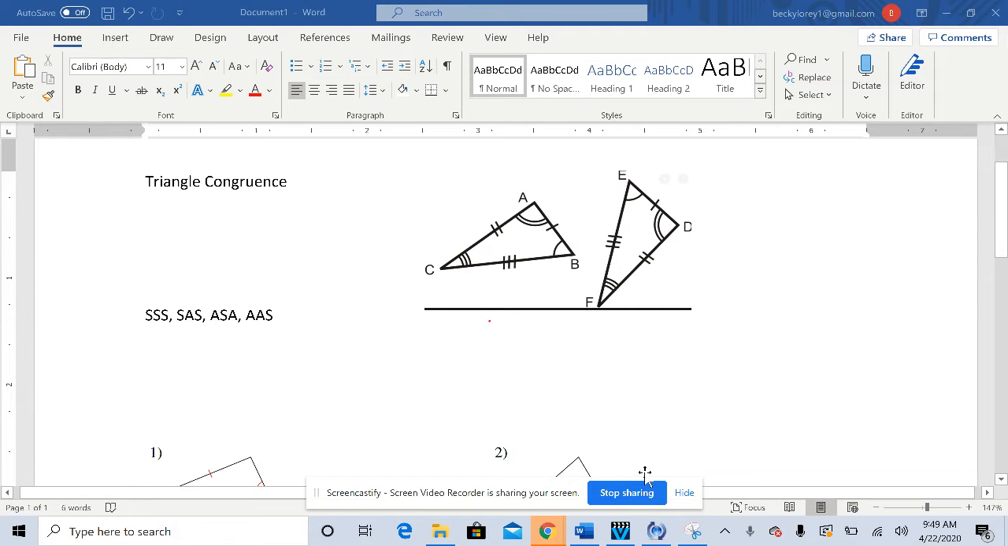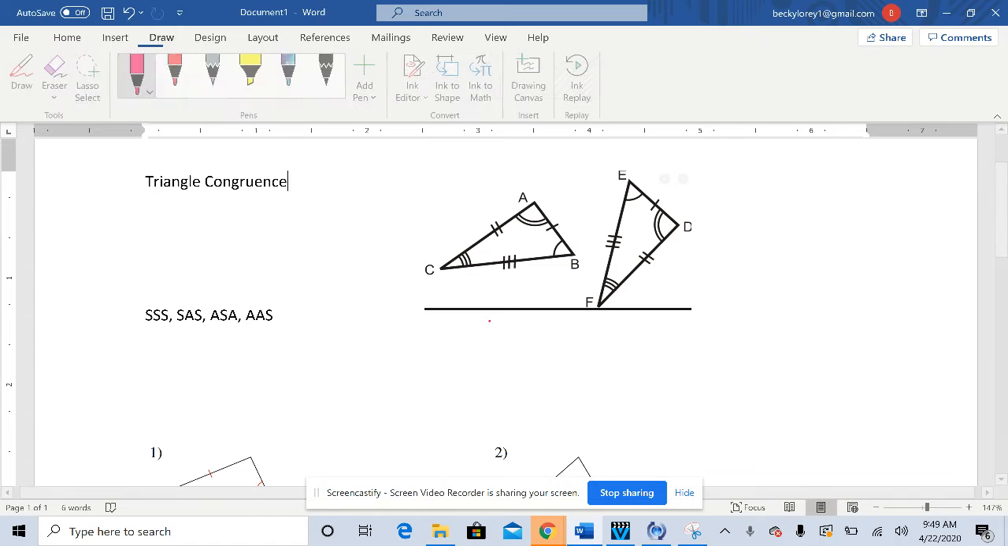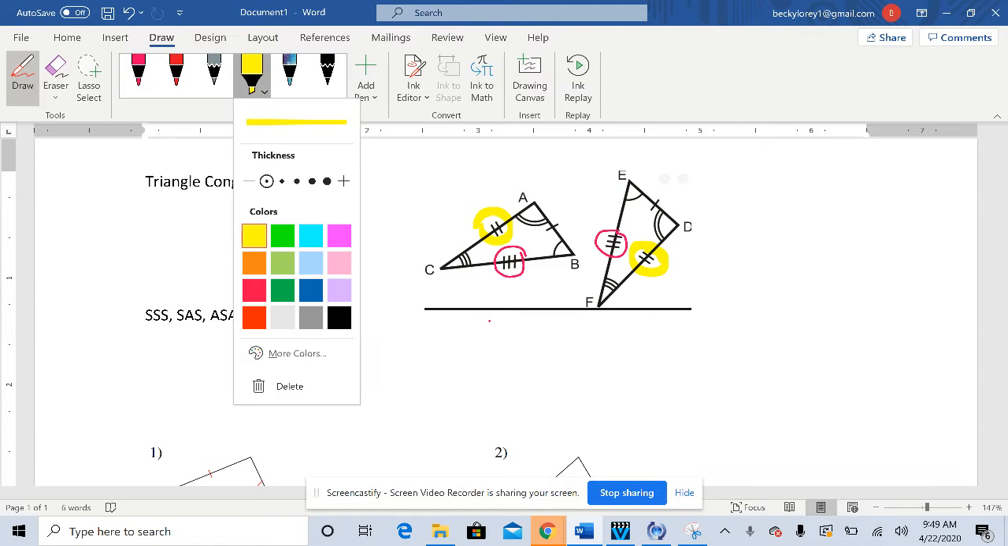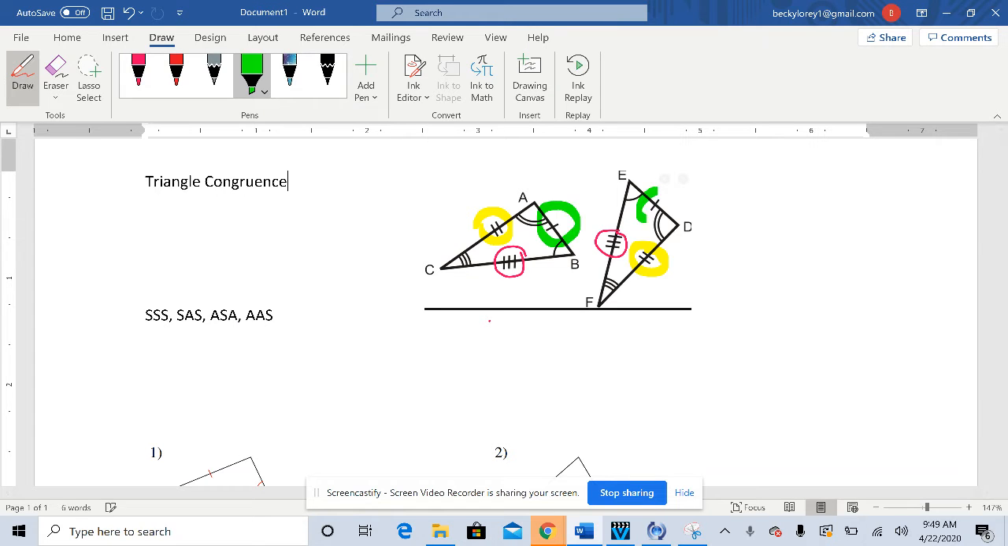All right, so today we're covering triangle congruence. If you look at these two triangles in the upper right-hand corner, these two triangles are congruent. So notice that they have a matching side here, a congruent side, so those two lengths are the same. They have a congruent side here and here, and they also have a congruent side here and here.